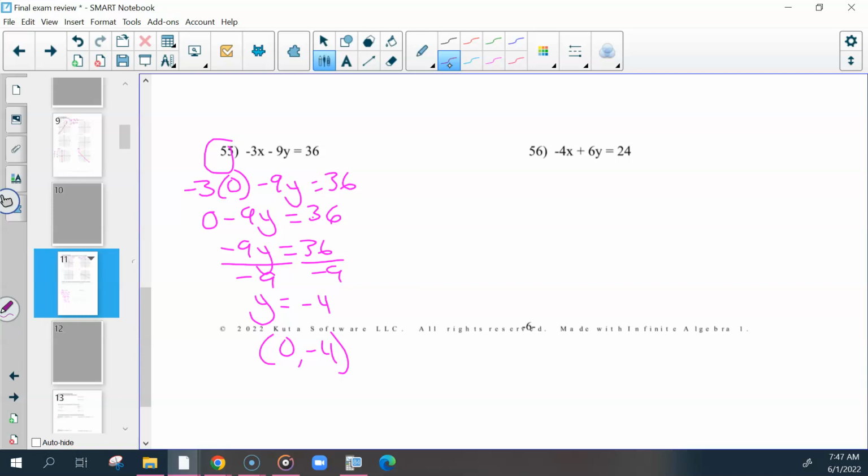For x, if you know that you're putting 0 in, you don't have to do this work. You could skip to this one. So if I'm putting 0 in for y, I could skip to negative 3x equals 36, because I know if I put 0 in for y, that term would disappear. And then I could just divide. So that would be the point negative 12, and my y is 0. So those would be my x and y intercepts.